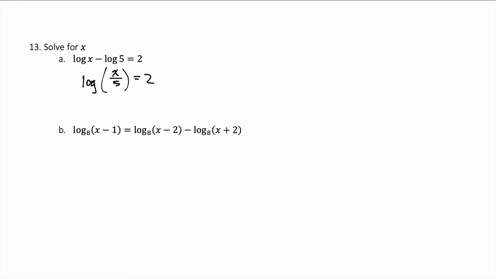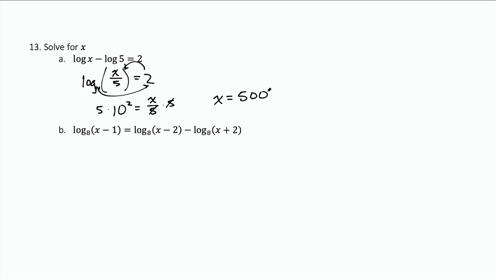Now I have a single logarithm equal to 2, so I can write this in exponential form. The base on this log is base 10. So if I take that base and raise it to the 2, then I set it equal to that, x over 5. Well, that's 100 equals x over 5. Multiply both sides by 5, and that gives us x. X is equal to 500.